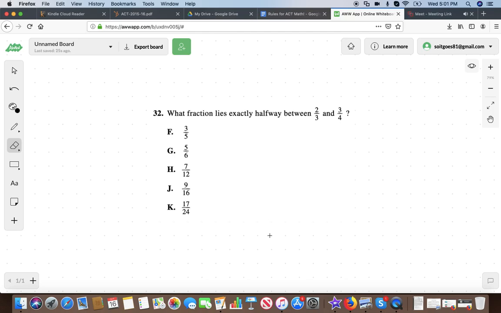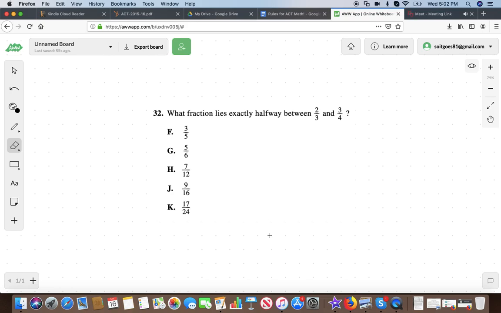No problem. Go ahead and read question 32 for me, please. This is not bad. What fraction lies exactly halfway between 2/3 and 3/4? Let me remind you and anybody watching this recording that you have a calculator at all times on the ACT. You never need to deal with fractions, ever. And that's good news, because most students really struggle with properties of fractions, especially adding and subtracting. You have to get that whole common denominator going on.